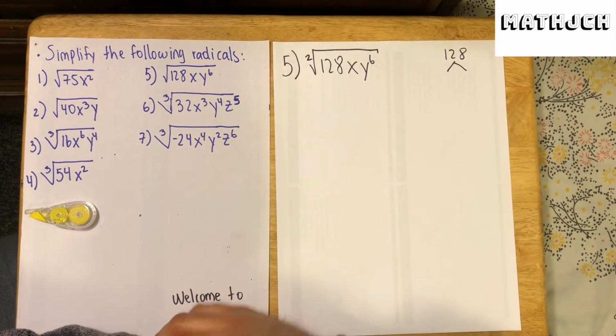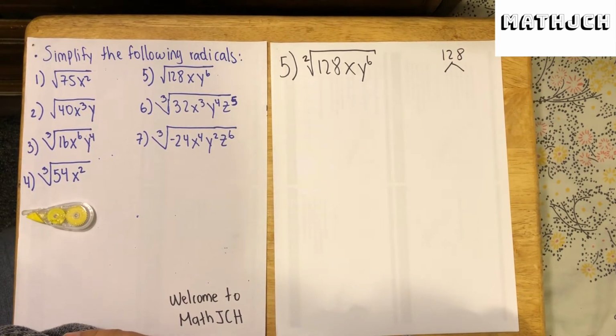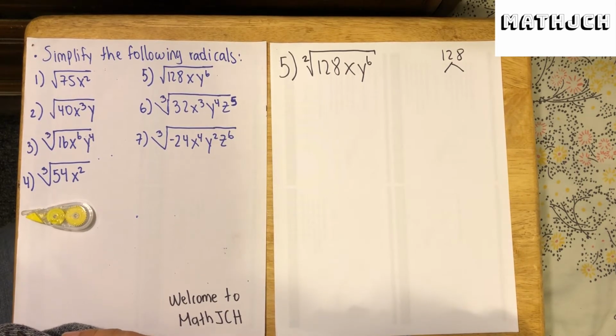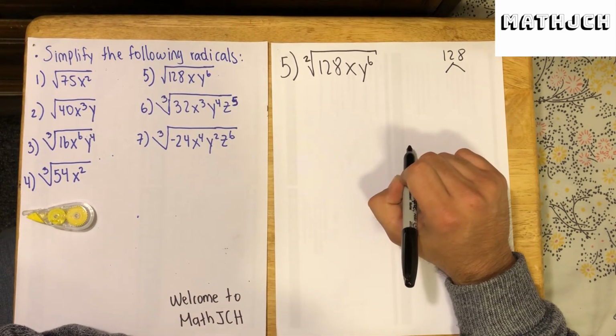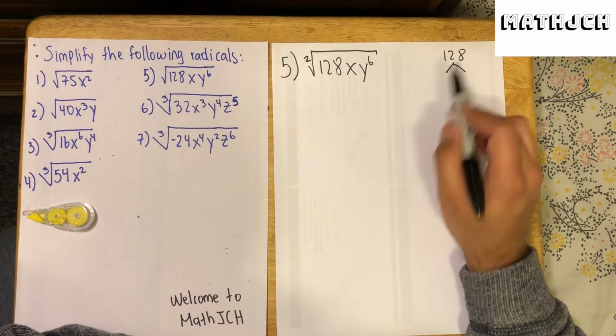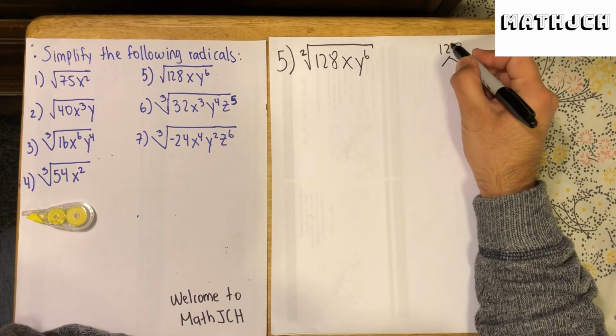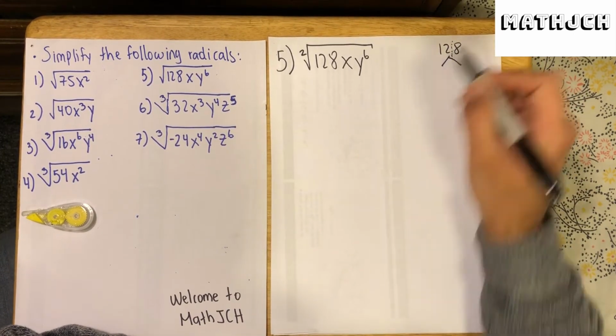128 is an even number, so it has to be a factor of 2. Let me give you a trick that you could use. The first thing that you should notice is that it's an even number, so you could break it down into 2 parts. Let's break it down into 12 and 8.